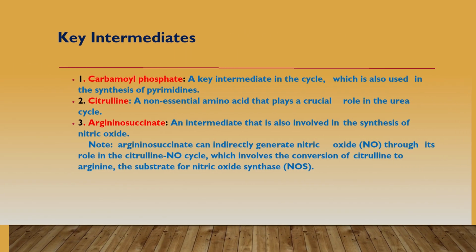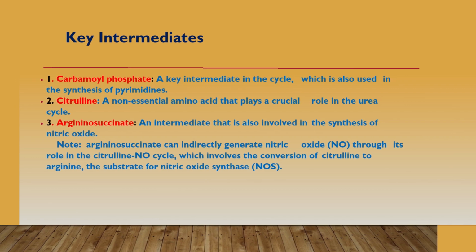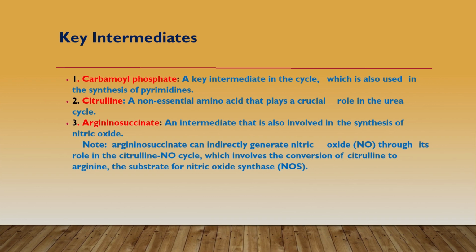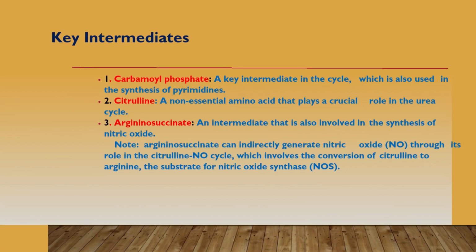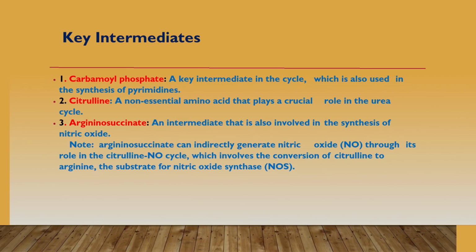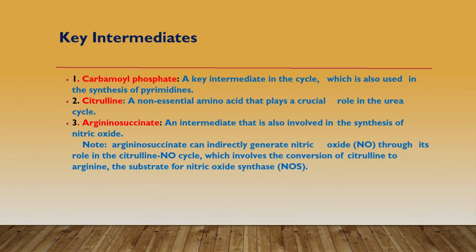Key intermediates. 1. Carbamoyl phosphate, a key intermediate in the cycle, which is also used in the synthesis of pyrimidines. 2. Citrulline, a non-essential amino acid that plays a crucial role in the urea cycle. 3. Argininosuccinate, an intermediate that is also involved in the synthesis of nitric oxide. Note: argininosuccinate can indirectly generate nitric oxide, NO, through its role in the citrulline-NO cycle, which involves the conversion of citrulline to arginine, the substrate for nitric oxide synthase, NOS.